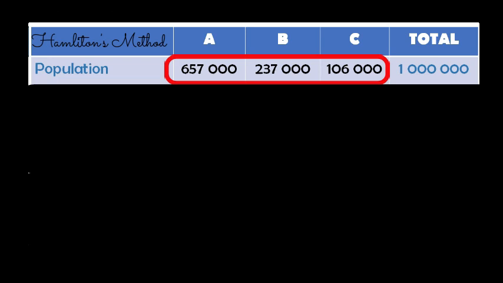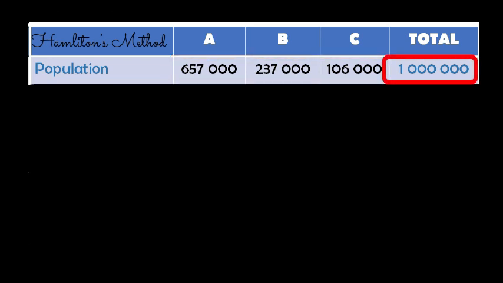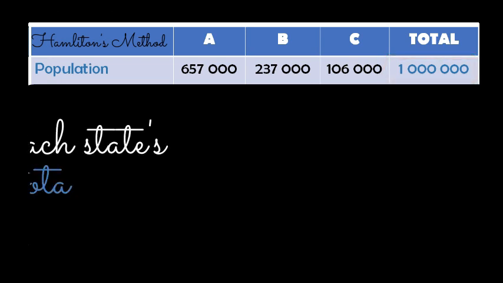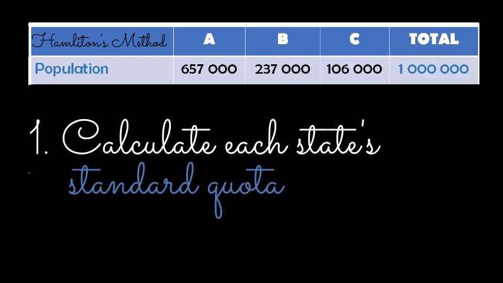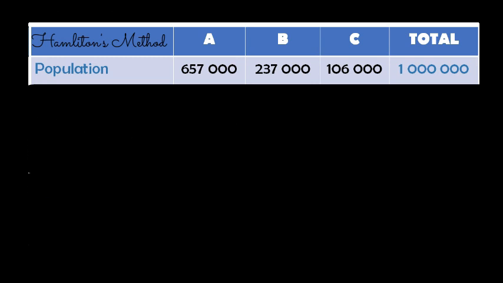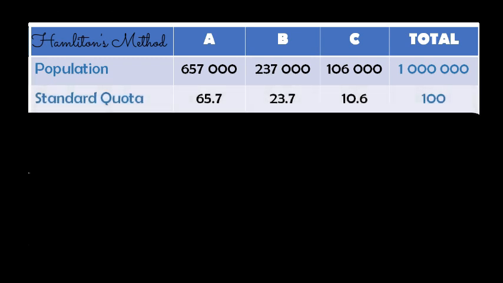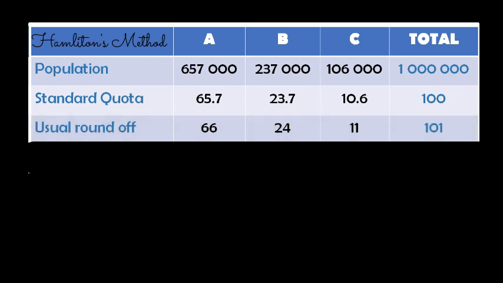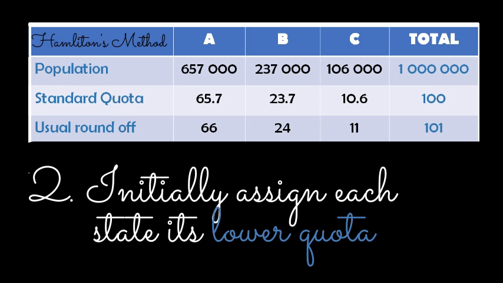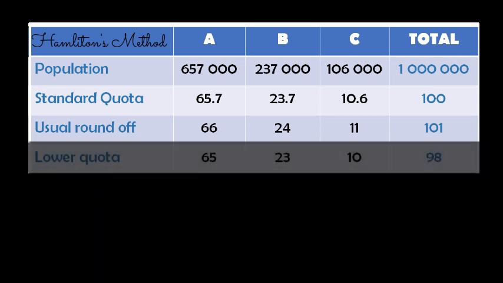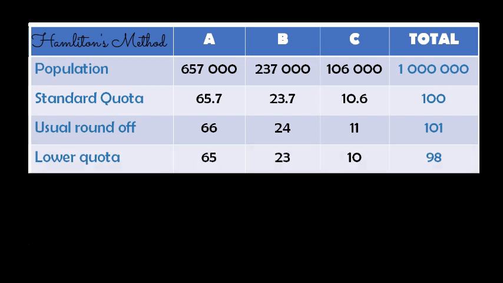Below are our given population sizes for each state A, B, and C, with a total of 1 million. Since the first step of Hamilton's method is to calculate each state's standard quota, we divide the population sizes of A, B, and C by the standard divisor to arrive at these values, having a total of 100. We round our standard quota values in the usual way, giving us a total of 101. And then we do the second step of Hamilton's method, which is assigning each state its lower quota. We do this by rounding down the values of the standard quota at all times. This gives us a total of 98.